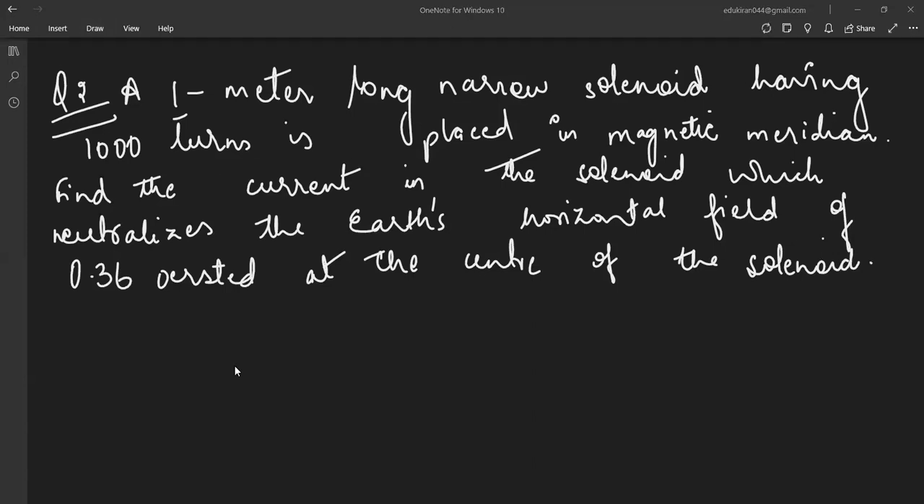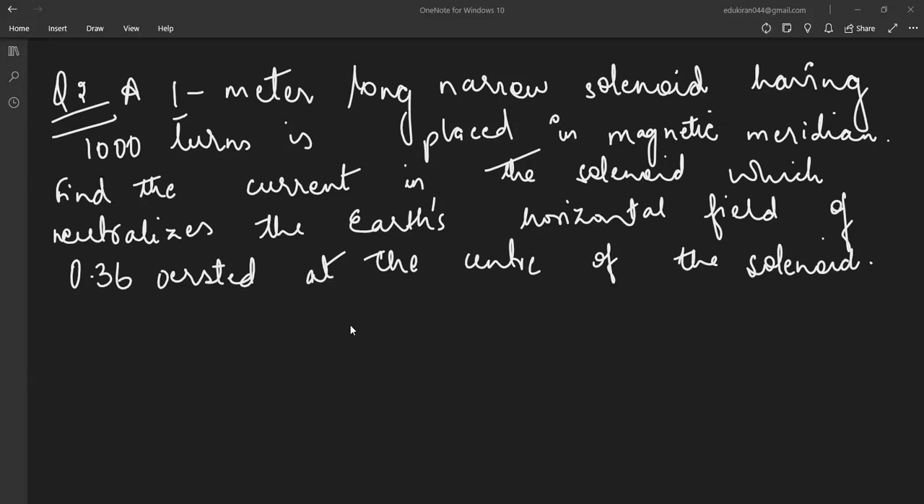See, class, this question says that a 1 meter long narrow solenoid having 1000 turns is placed in the magnetic meridian. Find the current in the solenoid which neutralizes the Earth's horizontal field of 0.36 oersted at the center of the solenoid. See, magnetic field intensity at the center of the solenoid.